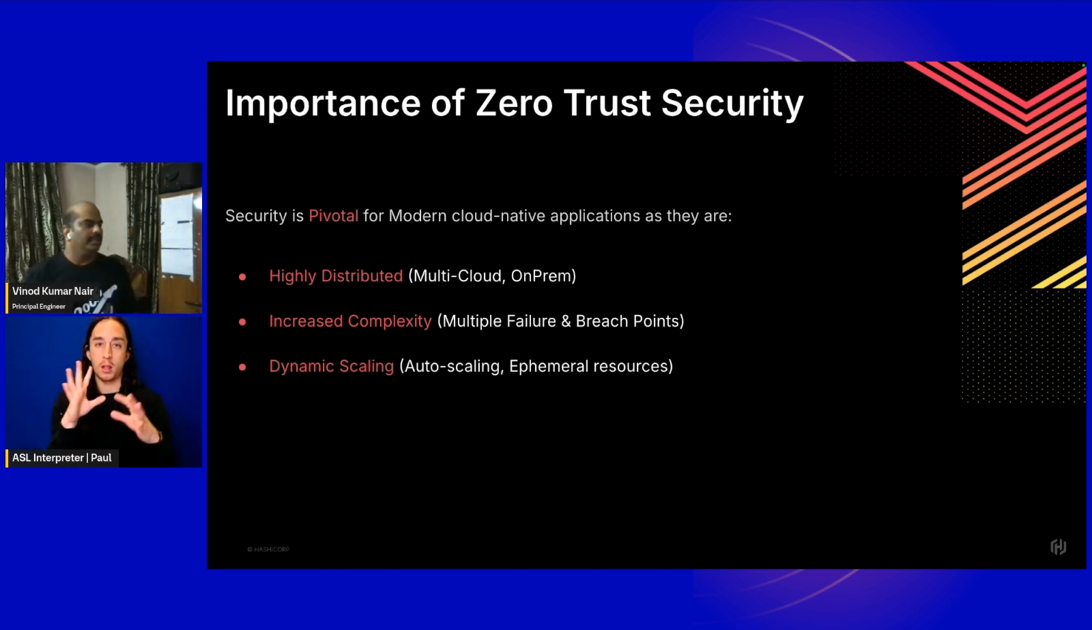And then there is dynamic scaling, because when it comes to cloud native applications, you have noticed that all the resources are ephemeral in nature. Your pods are going up and down. All your pod IP addresses are ephemeral resources. The underlying infrastructure is completely ephemeral in nature. So you need to ensure that your zero trust security is met there also.